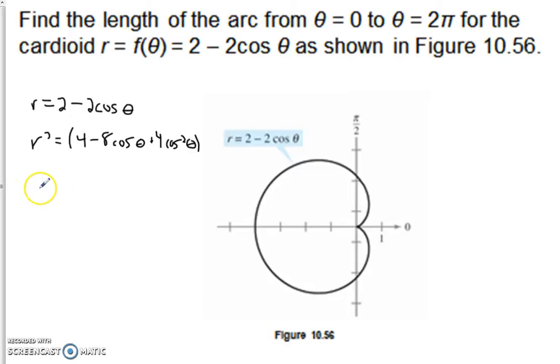We also need to know what is f prime of theta or r prime. We want to look at that. So r prime, or dr d theta, or f prime, however you want to look at it, is simply equal to 2 sine theta. And that squared, r prime squared, is just 4 sine squared theta.